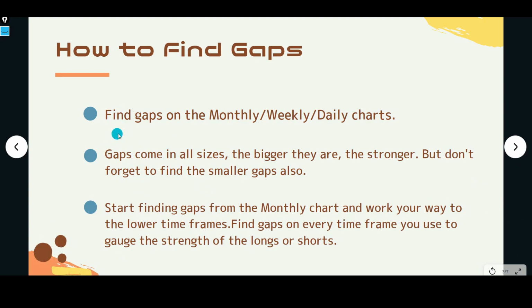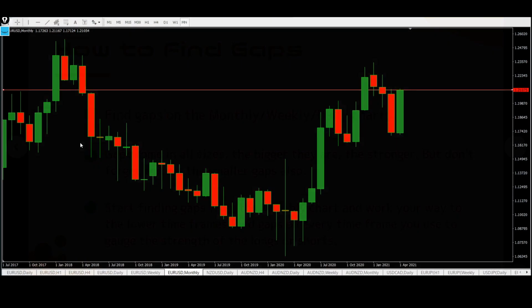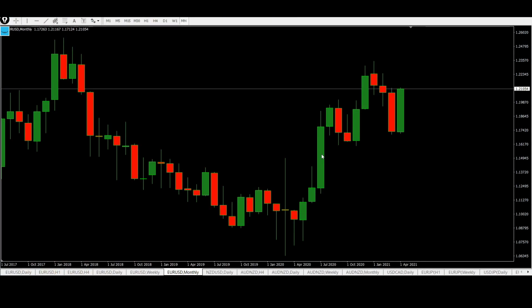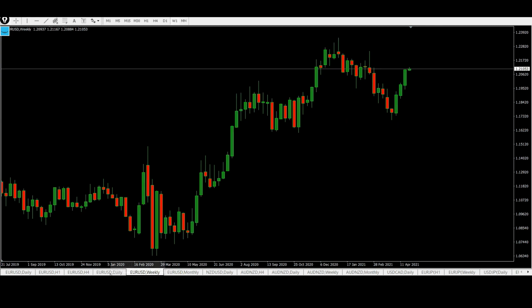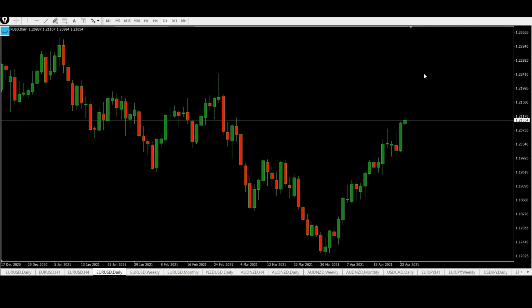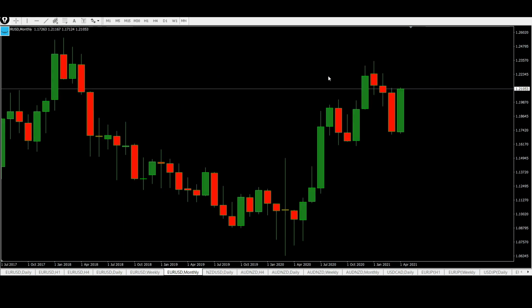Alright, number 1. Find gaps on the monthly, weekly, and daily charts. So whether you're a long-term trader or a short-term trader, all traders could benefit from using the monthly, weekly, and daily charts to find gaps. Now this is because at a basic level, the higher the time frame's gap, the stronger the gap.